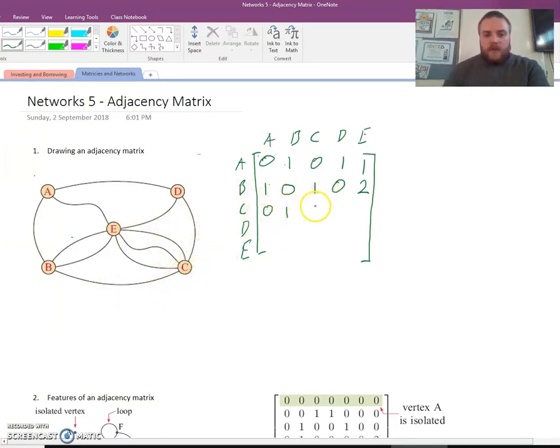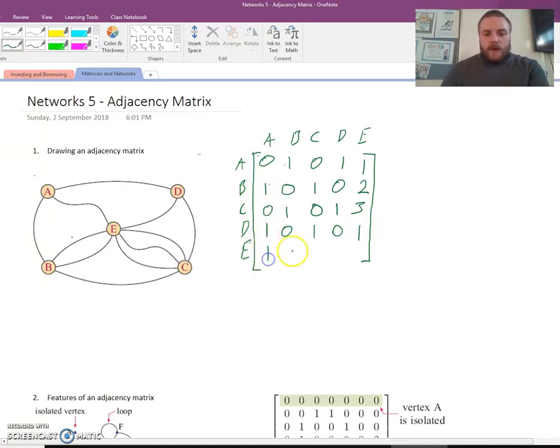Between C and C, there are no connections. Between C and D, there's 1. Between C and E, there are 3 connections. So we've got 3 edges going from C to E. Nearly done. D to A, there's 1. D to B, there are none. D to C, there's 1 connection. D to D, there are no loops. And D to E, there's 1. All right, last one.